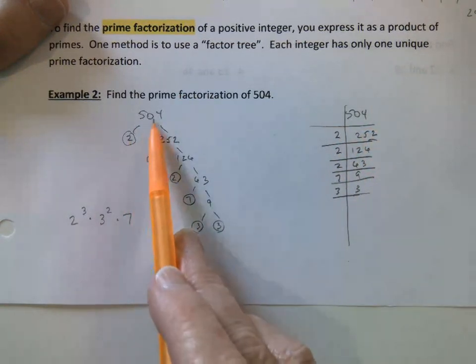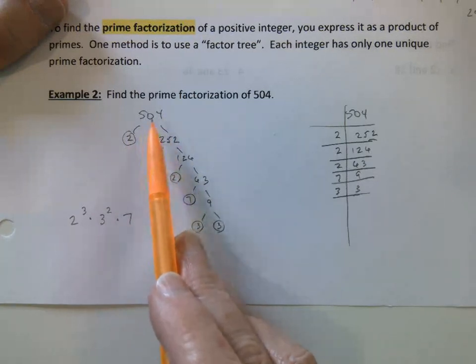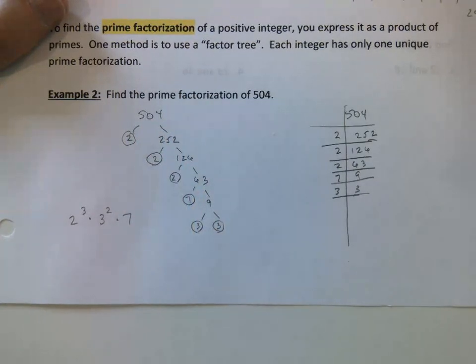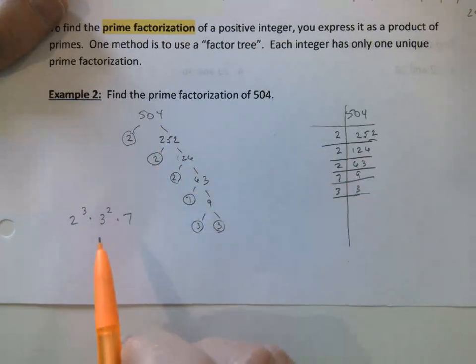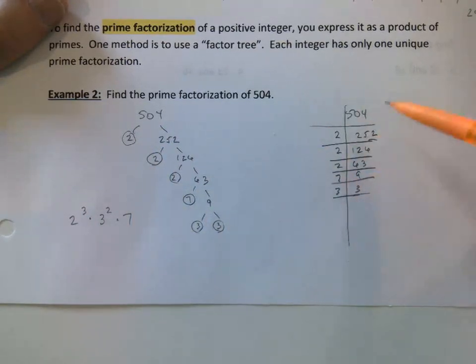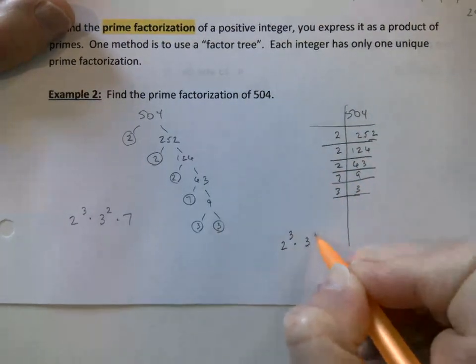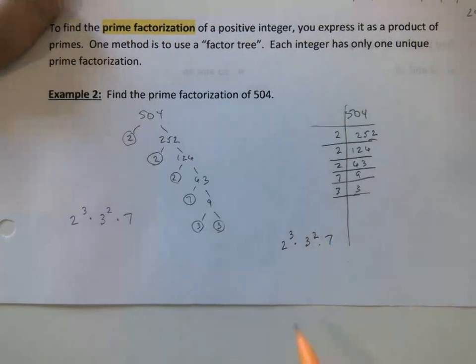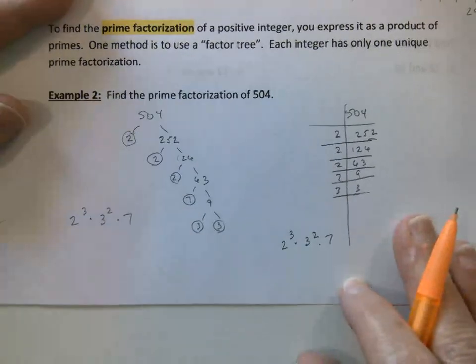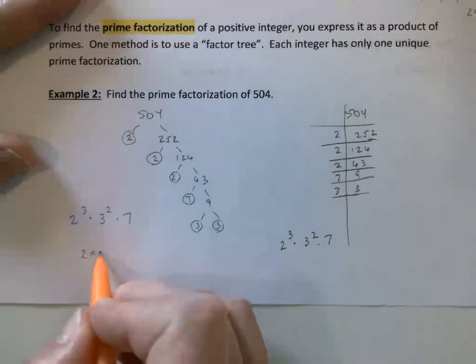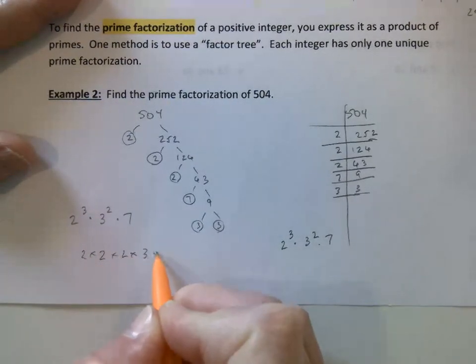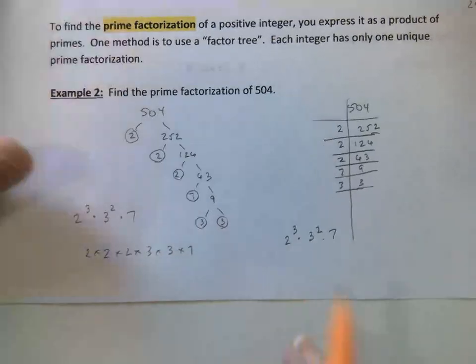So this one I might have said, well, it's divisible by 9. So if I divided it by 9 first, I would have 9 times 56, neither of which is prime. With the ladder, you have to divide it by a prime every single time. So again, we get the same answer though: 2 to the third times 3 squared times 7. So that's how we write the prime factorization of 504. And really, it's the same as 2 times 2 times 2 times 3 times 3 times 7.